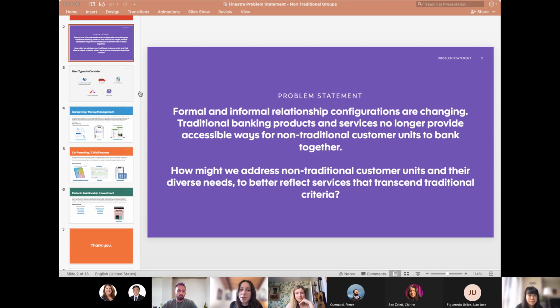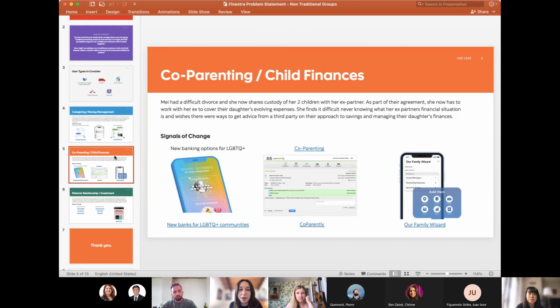And what would you see that traditional criteria being for the co-parenting situation? Because I see it in the platonic relationship that we talked about, and even this kind of caregiving money management situation of who can take ownership in the Alzheimer's example. Where do you see it fitting in here?